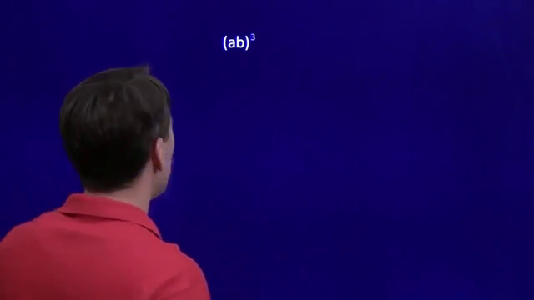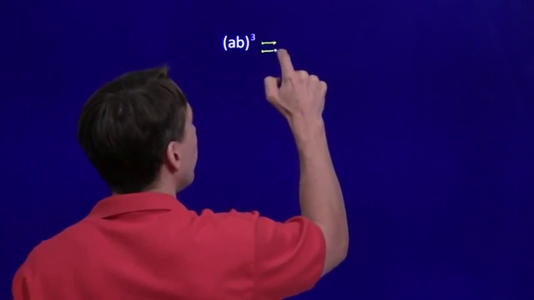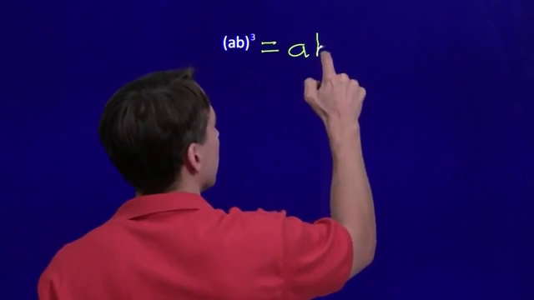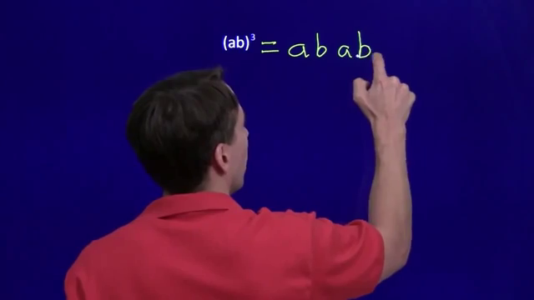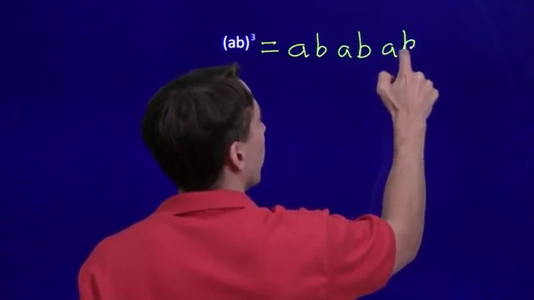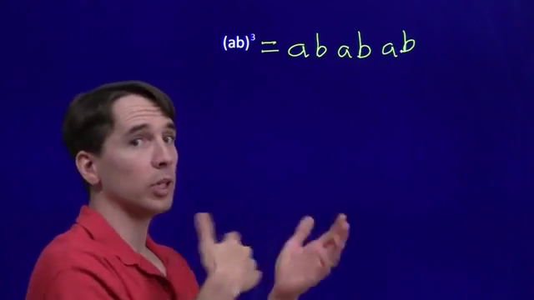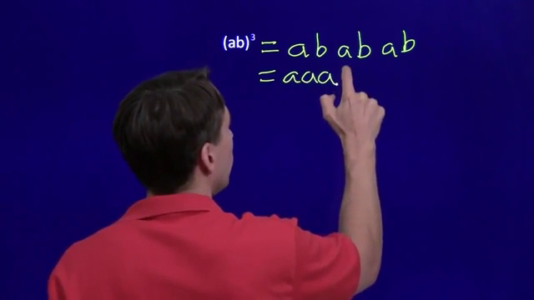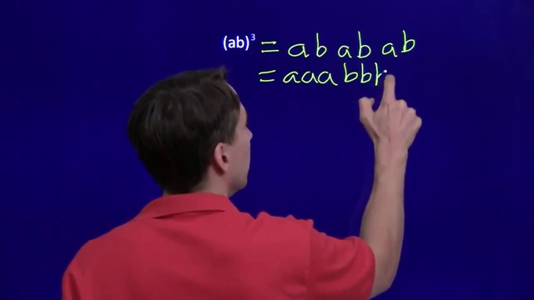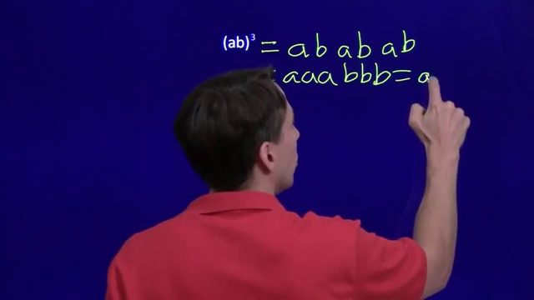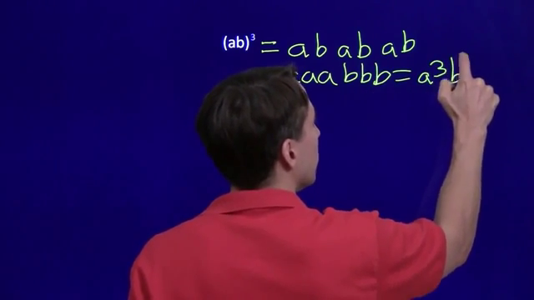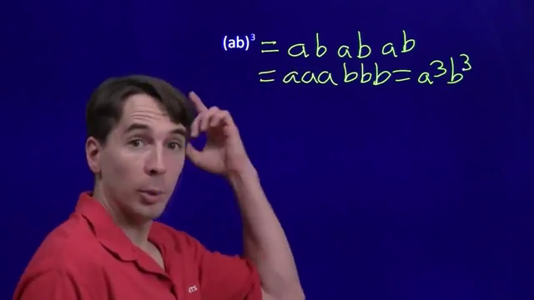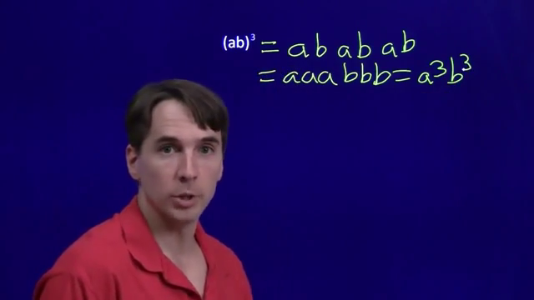Is there anything special about squares? What if we do this with cubes? Take a product and cube it. Well, that just means multiply 3 copies of the product. So ab times ab times ab. And just as before, we can reorder this. We can group all the a's, a, a, a, group all the b's, b, b, b. And sure enough, we get a cubed times b cubed. Cube a product, you get a product of cubes.